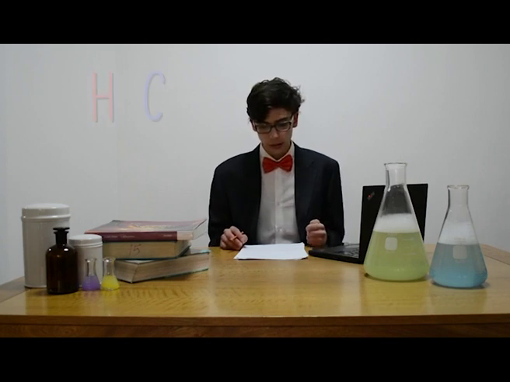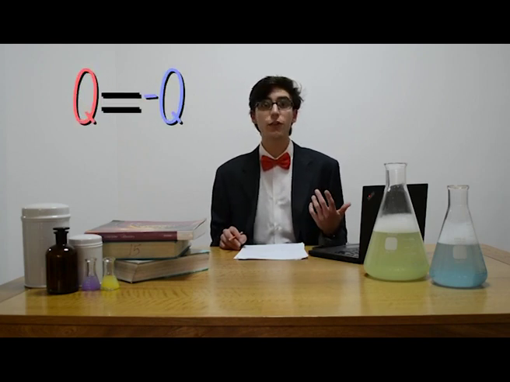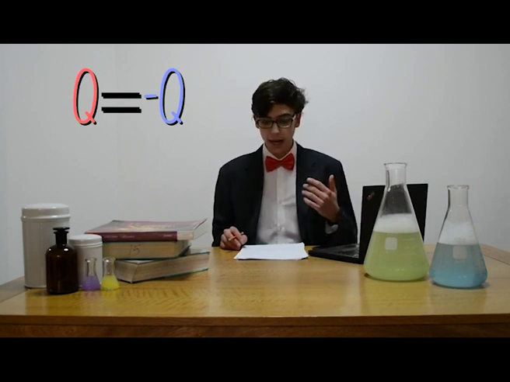Let's assume we have 2 substances in a closed system. Substance H is hot and substance C is cold. We can assume that the heat transfer of substance H equals the negative heat transfer of substance C, because the heat lost by H is equal to the heat gained by C. Let's look at an example.